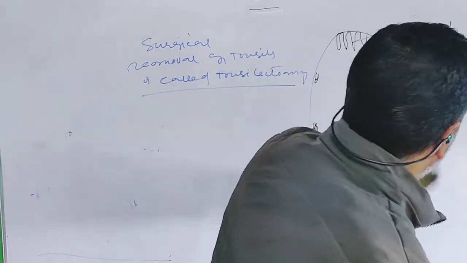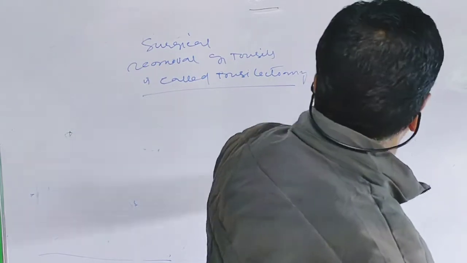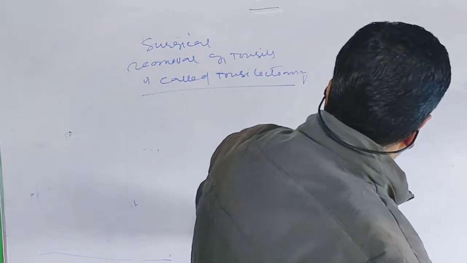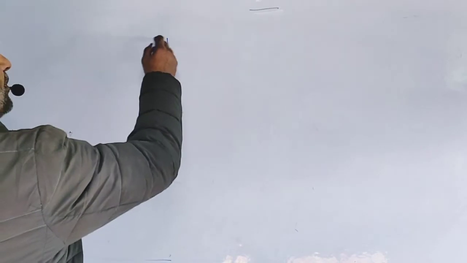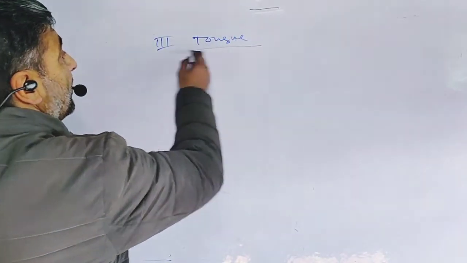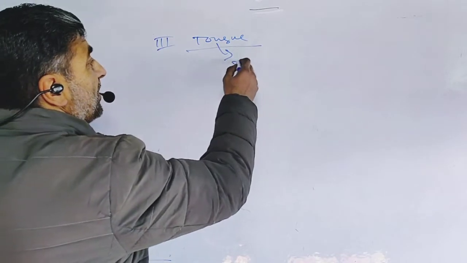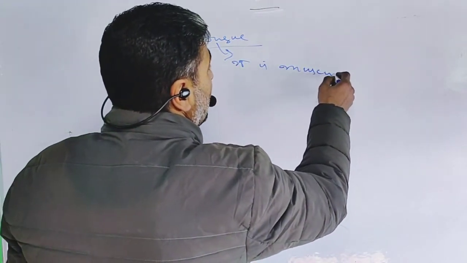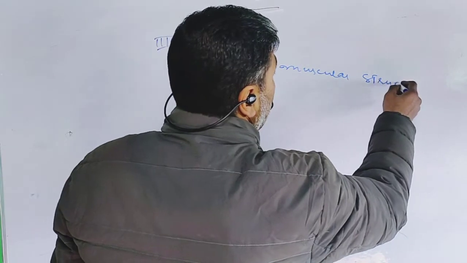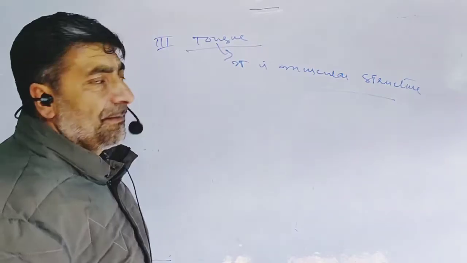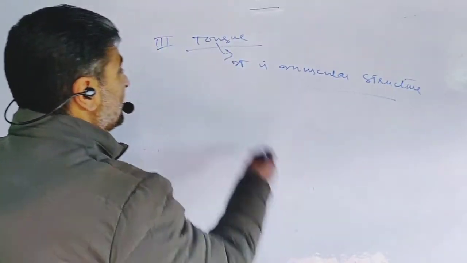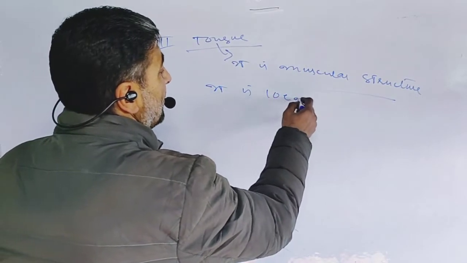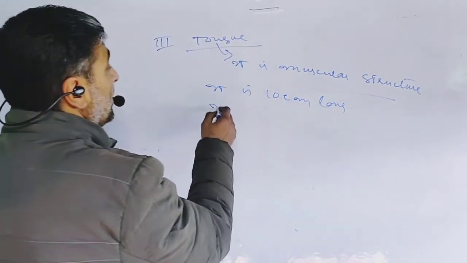Let us take another part. We have some time at our disposal. We will take another component of this buccal cavity, that is called tongue. Yes, the third component, tongue. It is a muscular structure present in the buccal cavity. It is 10 centimeters long. It is pink in color.